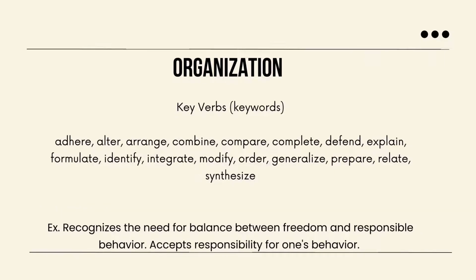Move on to the next level, which is organizing or organization. At this level, the learners are required to prioritize different values, resolve conflicts, compare and contrast values and choices, begin to order and prioritize values, and choose to commit to certain values and behaviors. For example, recognizes the need for balance between freedom and responsible behavior, and accepts responsibility for one's behavior. We can use these illustrative verbs in constructing our learning outcomes on this level, such as adhere, alter, arrange, combine, compare, complete, defend, explain, formulate, identify, and etc.